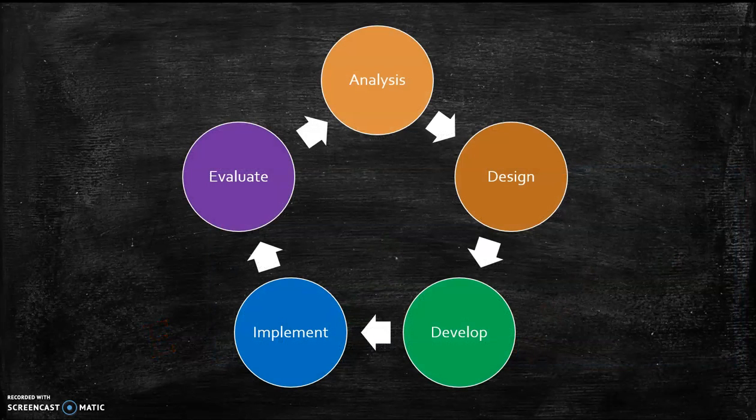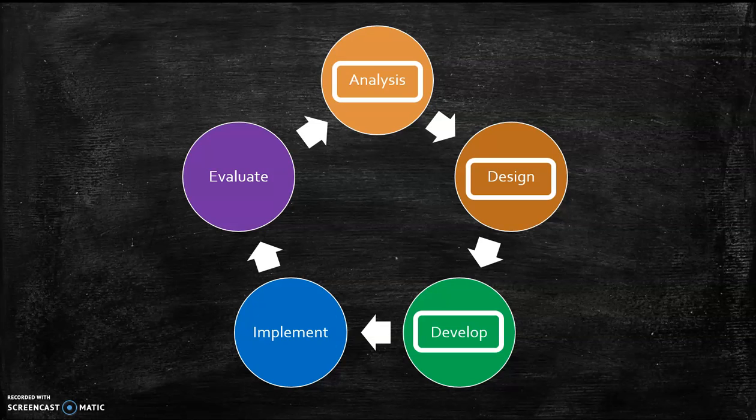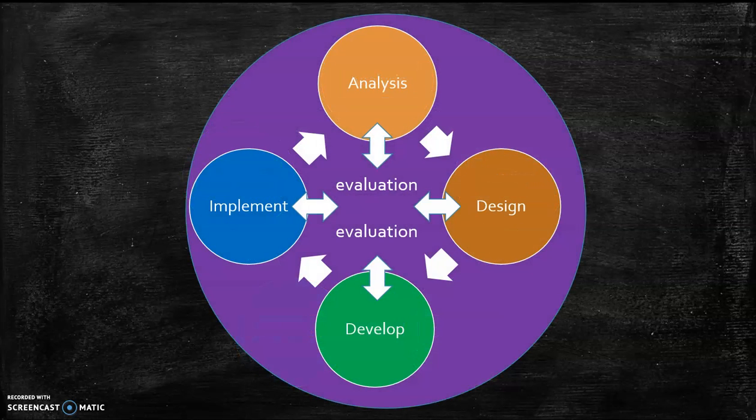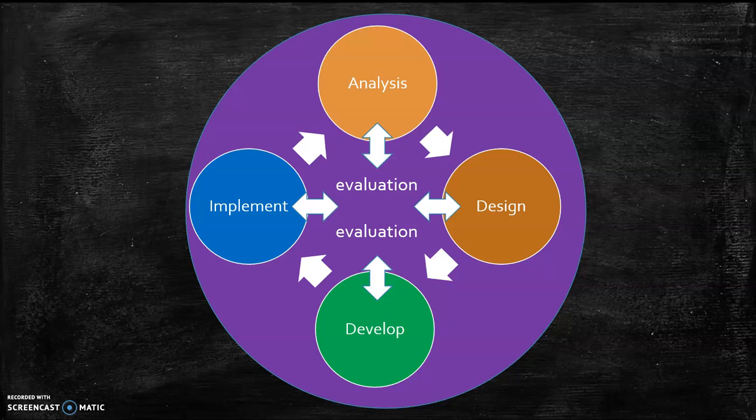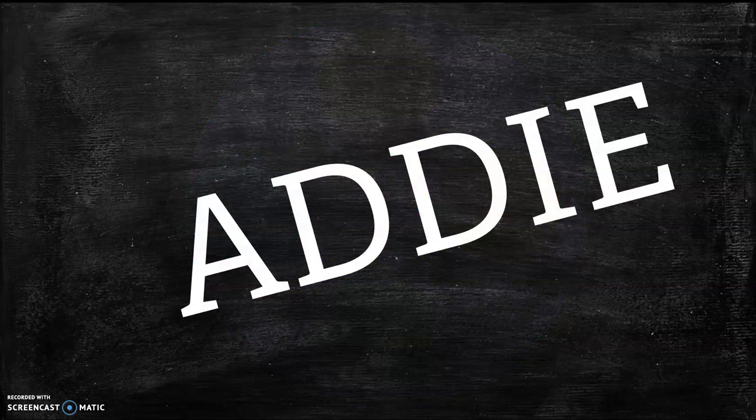So the next thing that we want to do is you want to see that we go from an analysis to design to develop and implementation and an evaluation. But the evaluation is a little bit tricky. It doesn't just go circularly. Evaluation needs to be built into the system all throughout. So in the analysis phase, you're evaluating that analysis and you're evaluating the design and the development and the implementation. And so that's the ADDIE process.